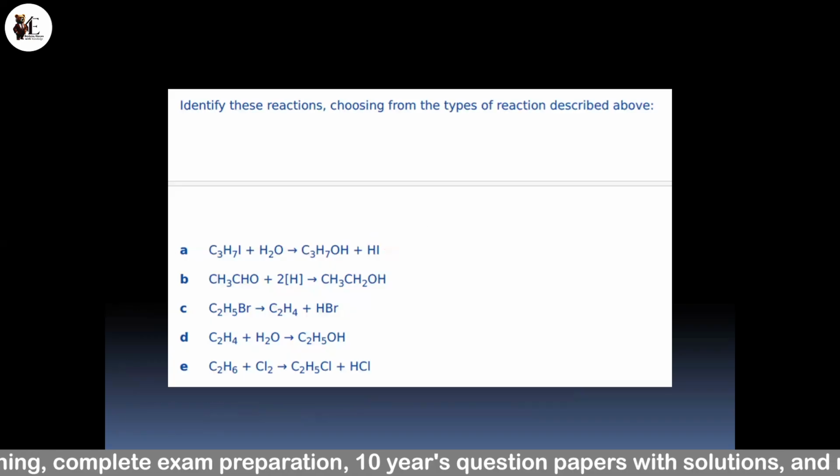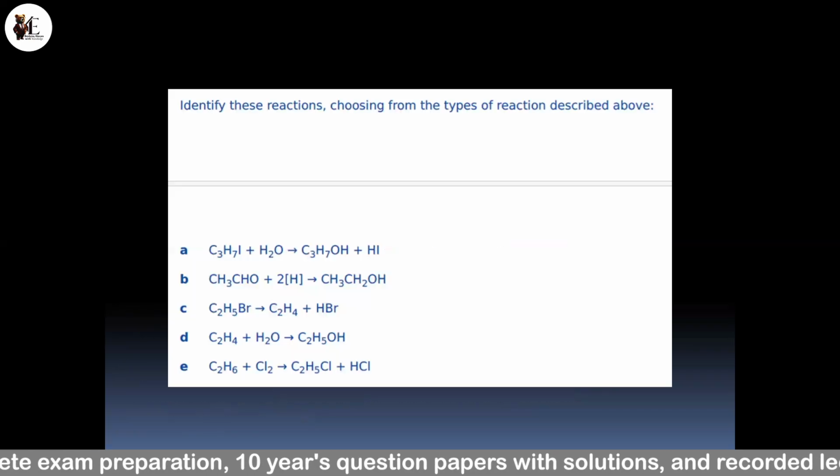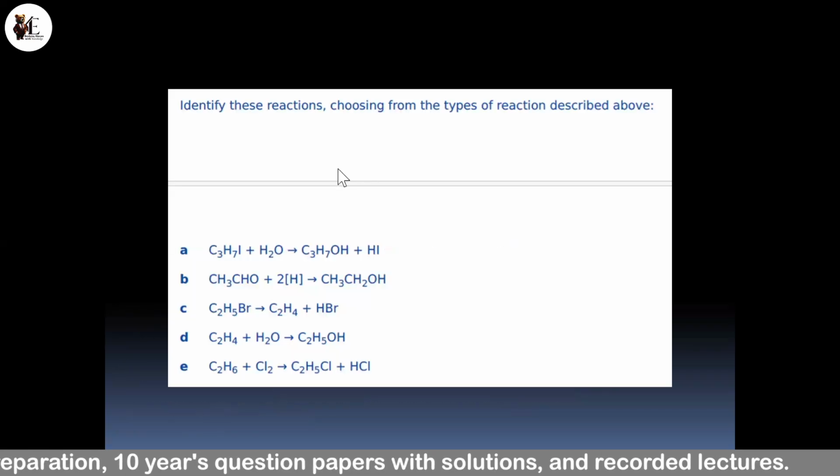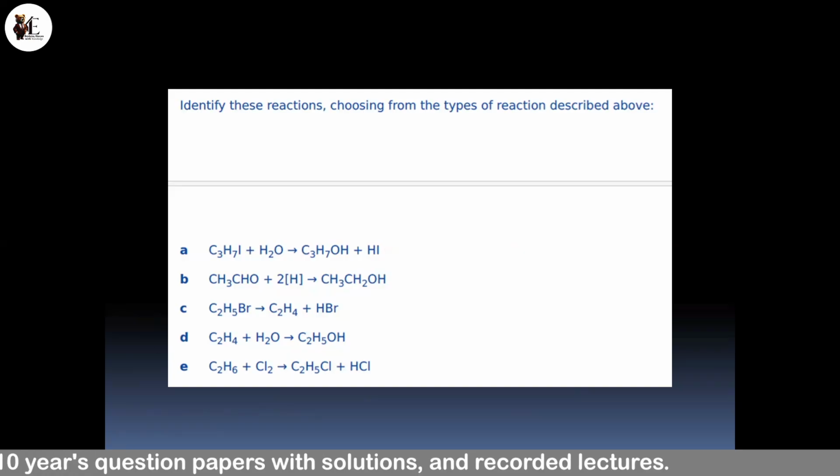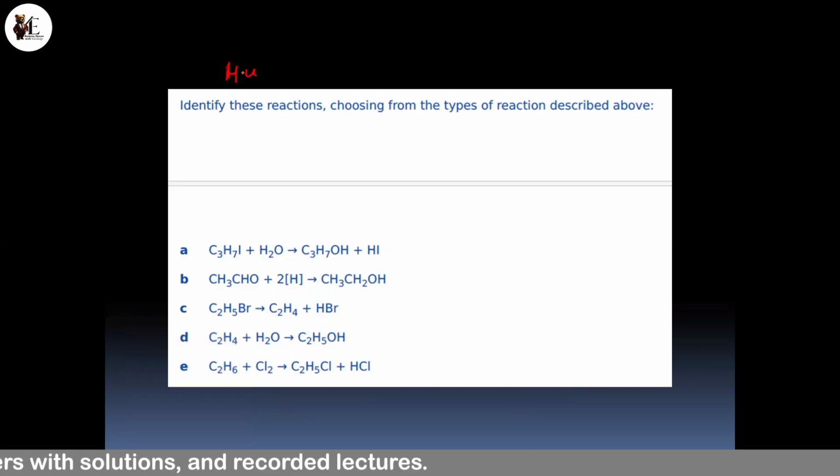Now I have told you some, I think 6 or 7 types of reactions. Now you have to identify these reactions, choosing from the type of reactions described above. So this is your homework question. You have to identify the reactions using the reactions which we have discussed. So there are 5 questions.